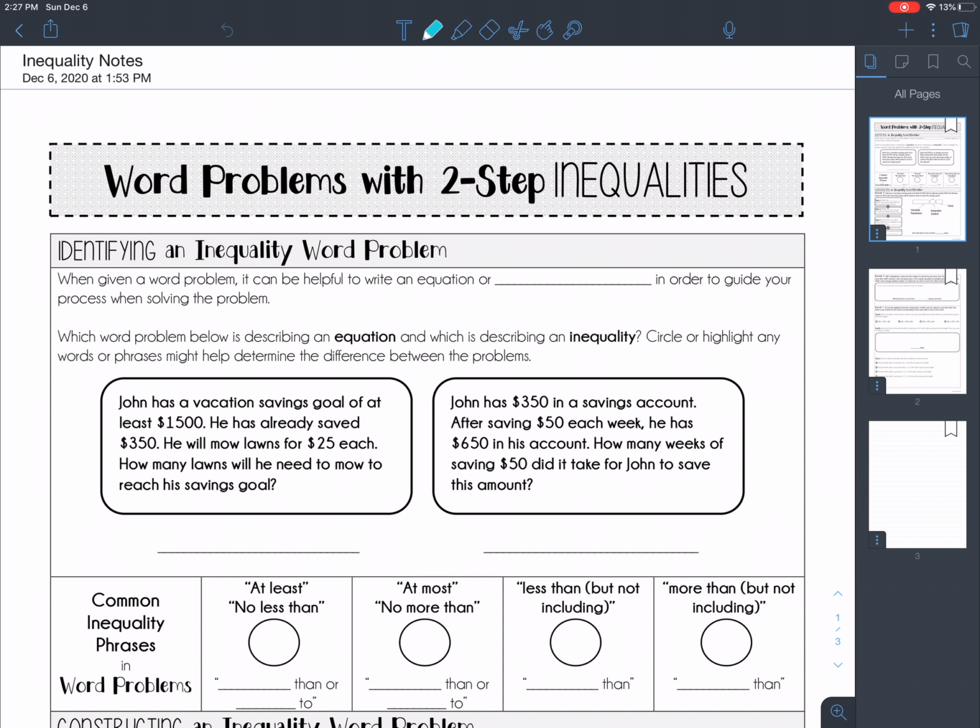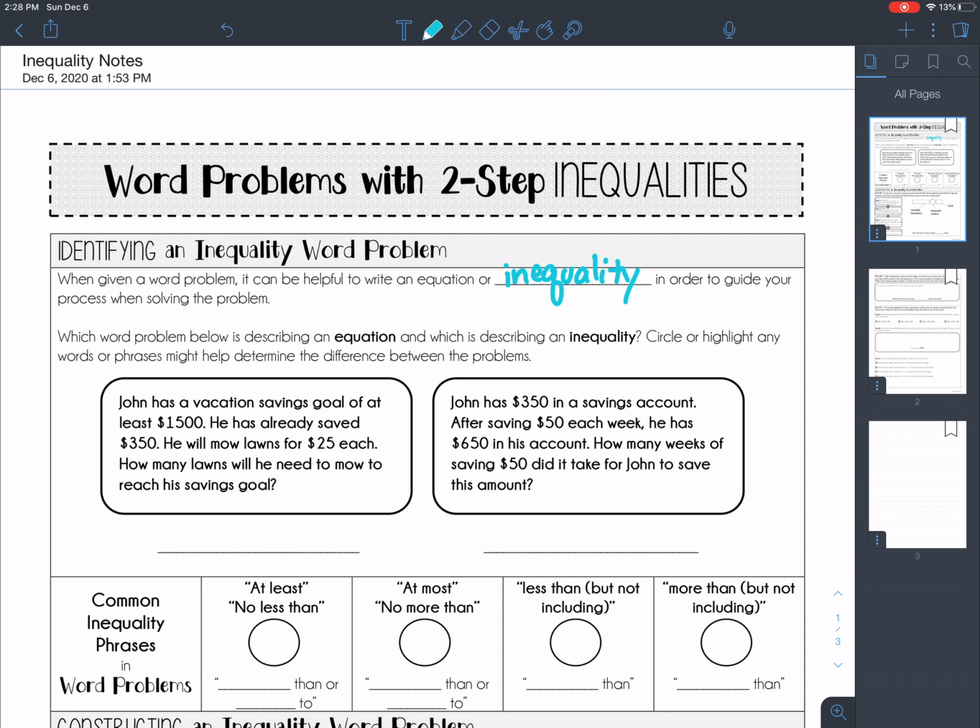All right, so identifying an inequality word problem. You need to be thinking about, when you're reading word problems, how do you know it's an inequality word problem? Let's look at how we can identify them and then write them. Write an inequality based on the word problem. When given a word problem, it can be helpful to write an equation, and you are writing down with me, you are following along on your notes, to write an inequality in order to guide your process when solving the problem.